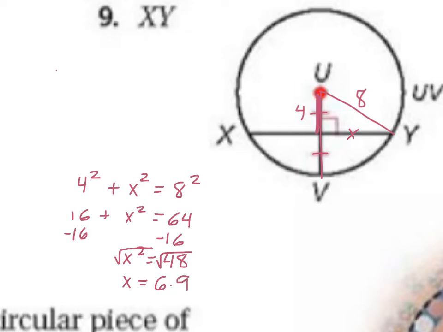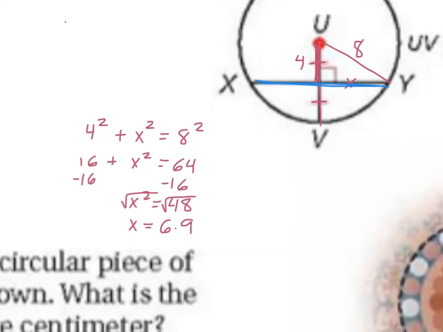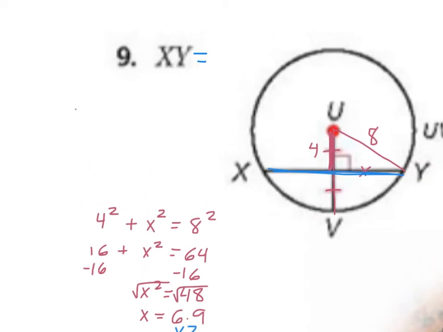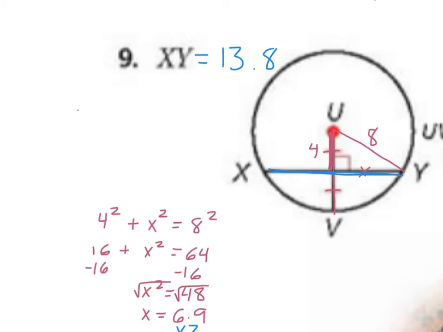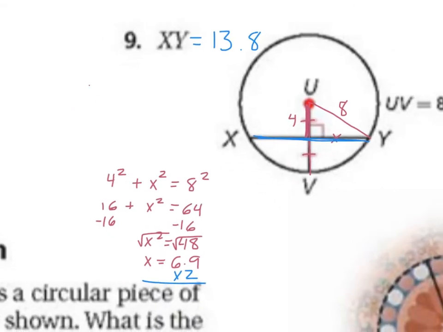And then to find what XY is, this whole part, we're just going to multiply 6.9 times 2, which gives us 13.8. If you rounded it to 13.9, that would be correct also. Any questions here?